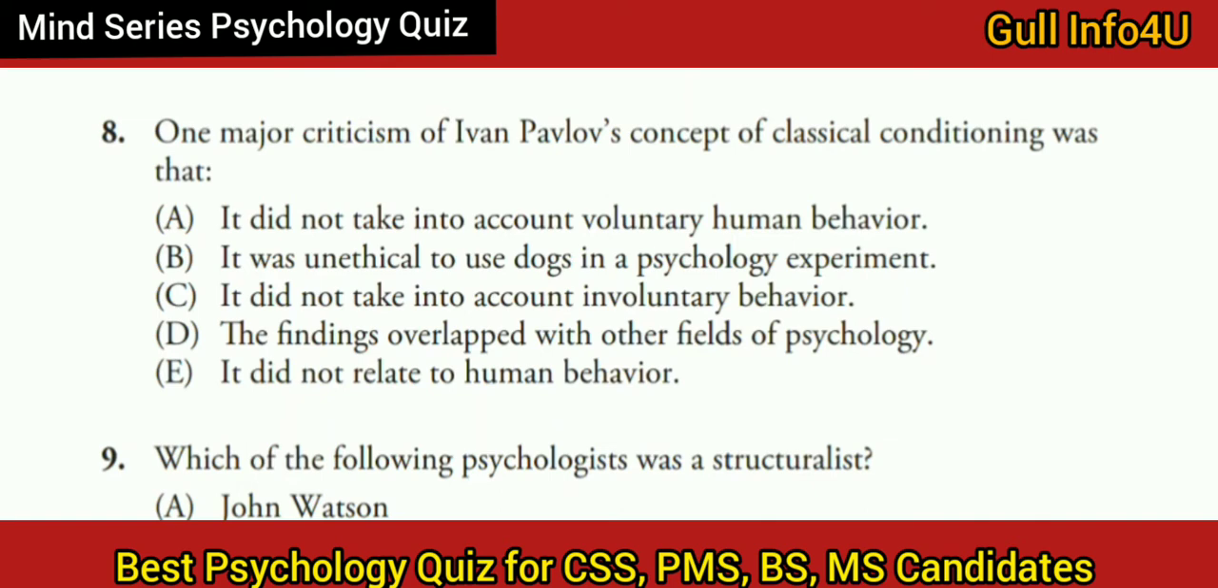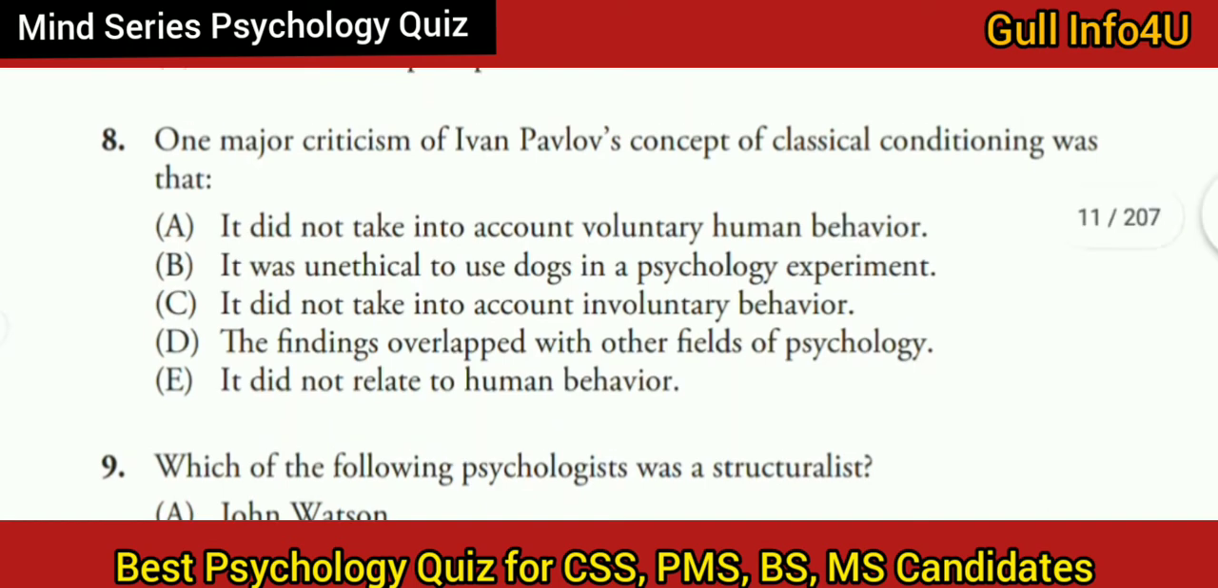One major criticism of Ivan Pavlov's concepts of classical conditioning was that A. It did not take into account voluntary human behavior. Option B. It was unethical to use dogs in psychology experiments. C. It did not take into account involuntary behavior. D. The findings overlapped with other fields of psychology. And the last option is, it did not relate to human behavior. Think wisely about classical conditioning.